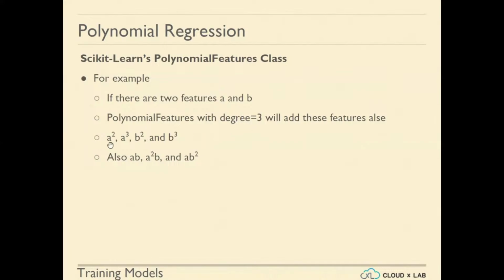If we write degree 3, it will add degree 2 terms and degree 3 terms. So if A and B are the original features, it adds A square, B square, A cube, B cube, A square B, AB square. So these types of degree 2 or degree 3 terms it will add. So we create extra features, and then we will learn a linear model.